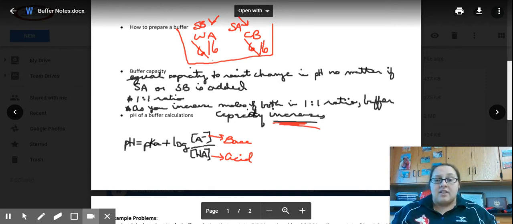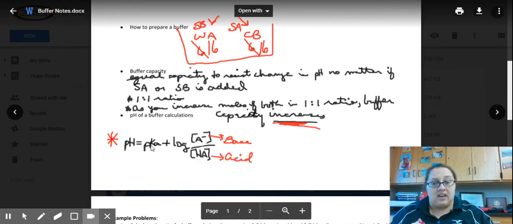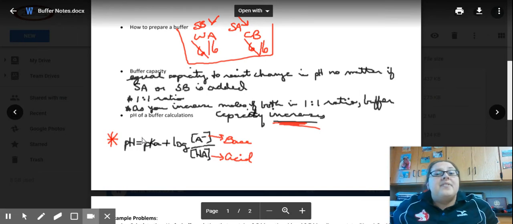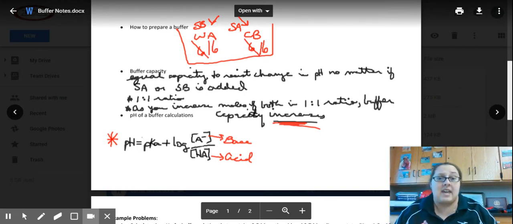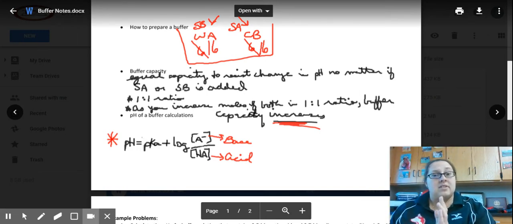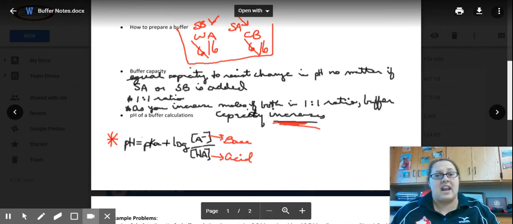So, another thing, pH of buffer calculations. This is the equation that you are going to use in order to calculate the pH. So let's talk about it a little bit. pH equals pKa. We already talked about what pKa is: the negative log of the Ka value. So you need to know that. If you don't have a Ka value and instead you have a Kb value, you're going to have to use the Kw formula in order to figure that out. And we talked about that in salts, I believe.